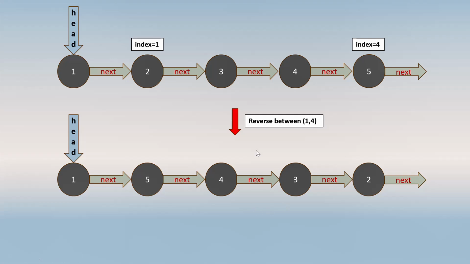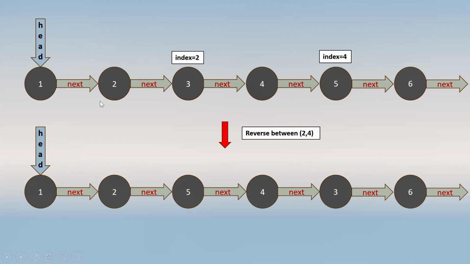If we go to the next slide, again let's say this is the linked list given and we have to reverse starting from index 2 to index 4. If we apply the function that we are going to create, it should output something like this. So 1 and 2 would be at the same place, and starting from index 2 to index 4, this sublist part will be reversed, and then 6 will be at the same place.